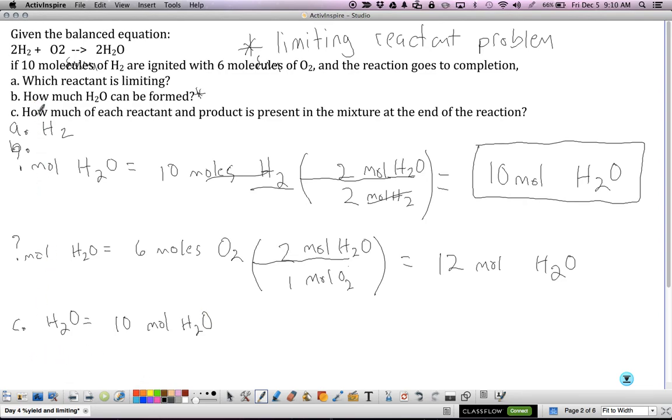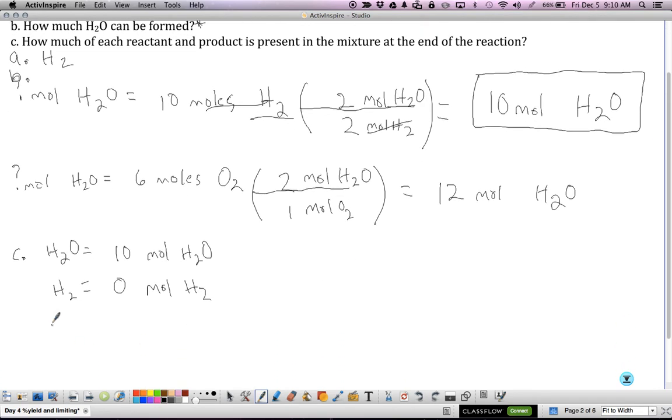Okay? And if I think really carefully about this, the hydrogen I also know. Okay? I start with 10 moles of hydrogen, but the hydrogen is what limits the formation of the product. Okay? So when you run out of hydrogen, you're going to stop producing product, which means that you should run out of your limiting reactant. Okay? So the only one that's a little bit tricky here is the oxygen, right? That's what we're trying to find in C.